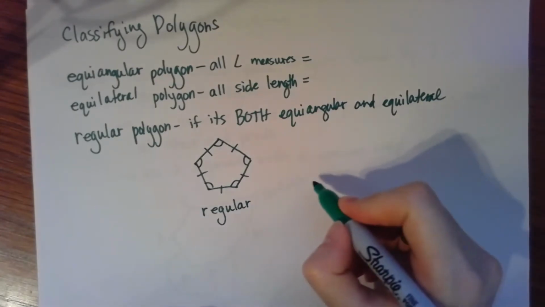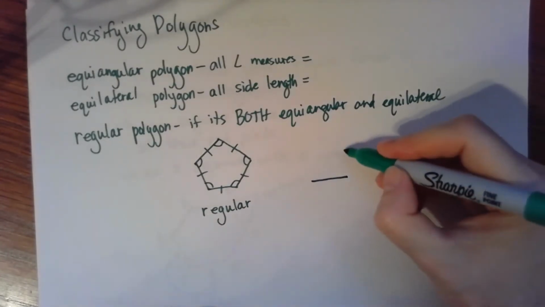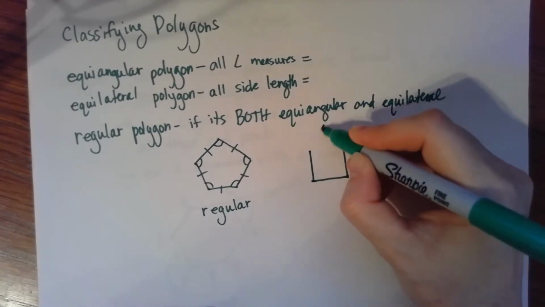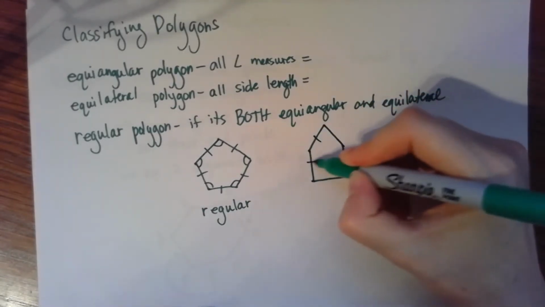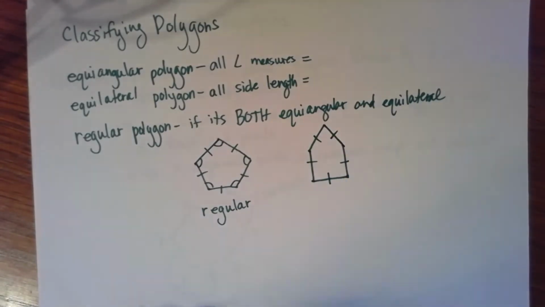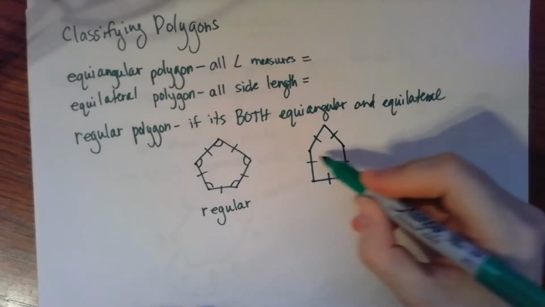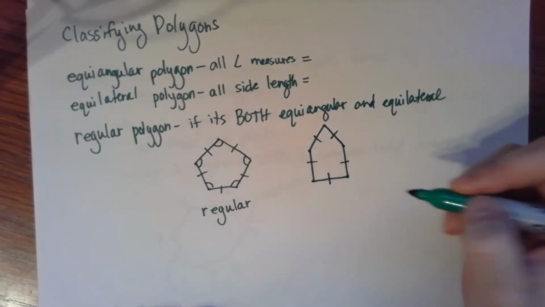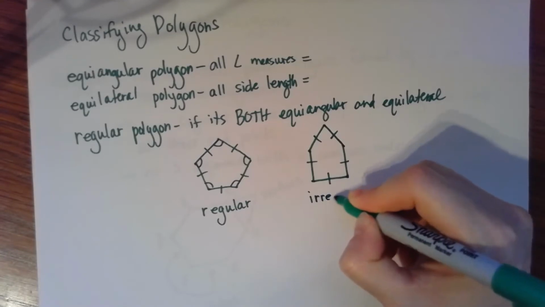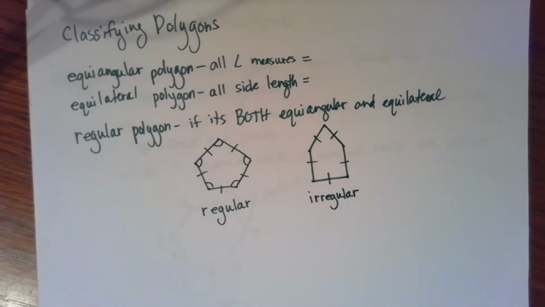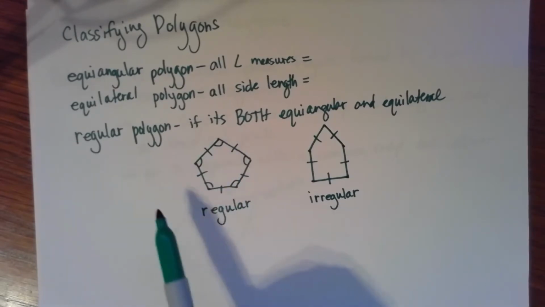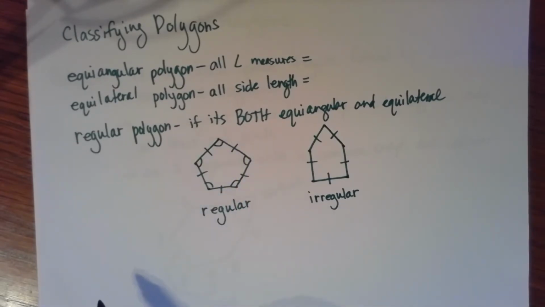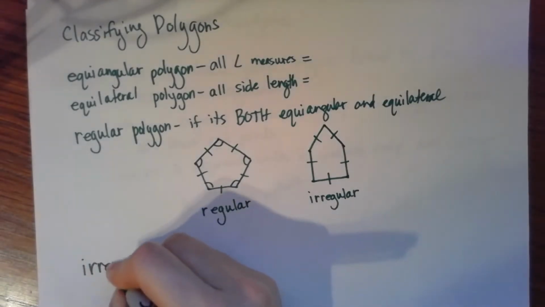Okay, now we could have a different kind where all the side lengths were the same, like this. But notice that the angles are not the same. We've got some right angles, some obtuse angles, and an acute angle. So it's not regular. This is called irregular. So even though all the side lengths are the same, the angles are not the same. To be regular, it has to be both equiangular and equilateral. Irregular just means not regular.